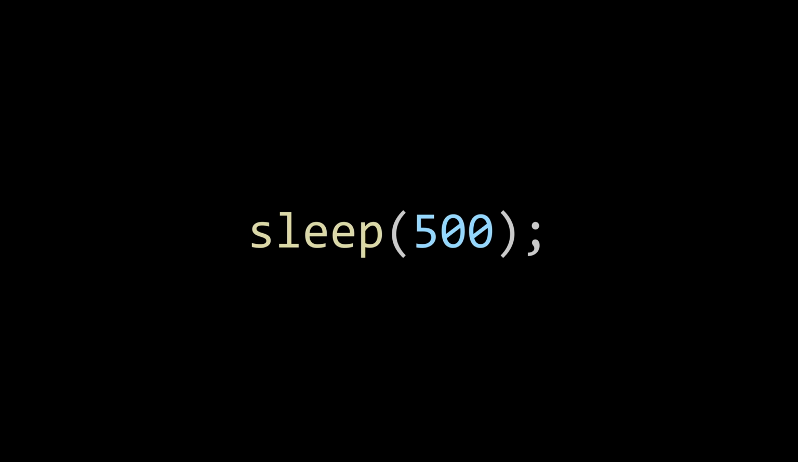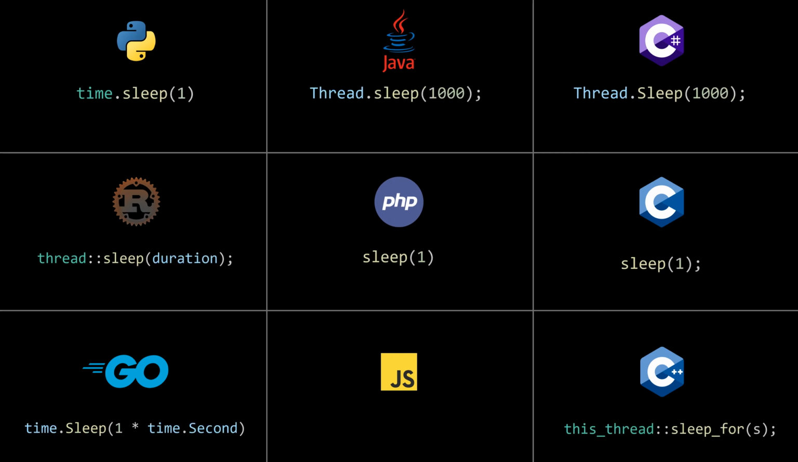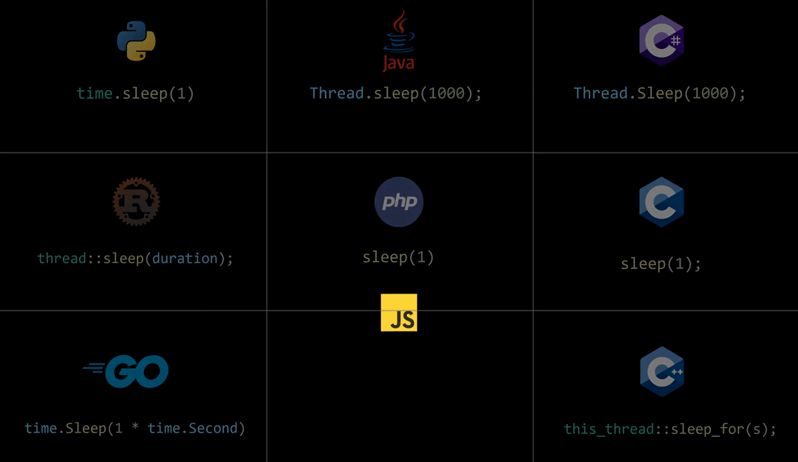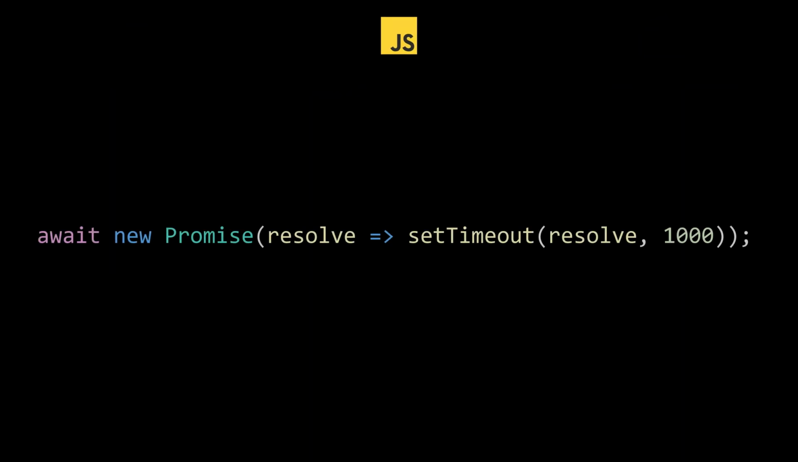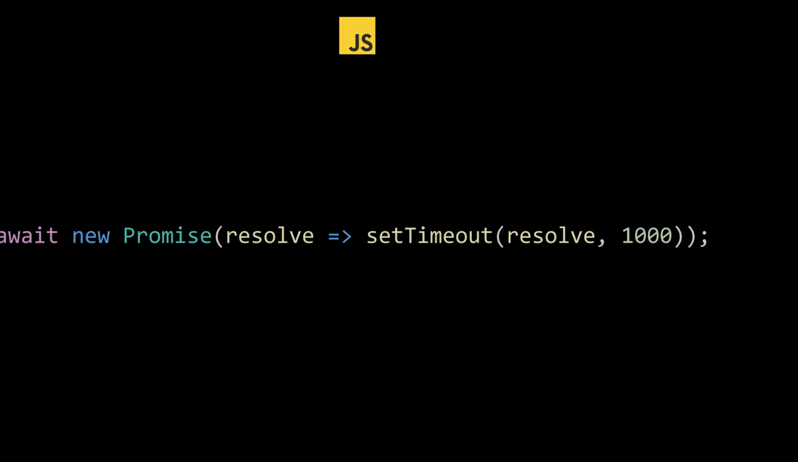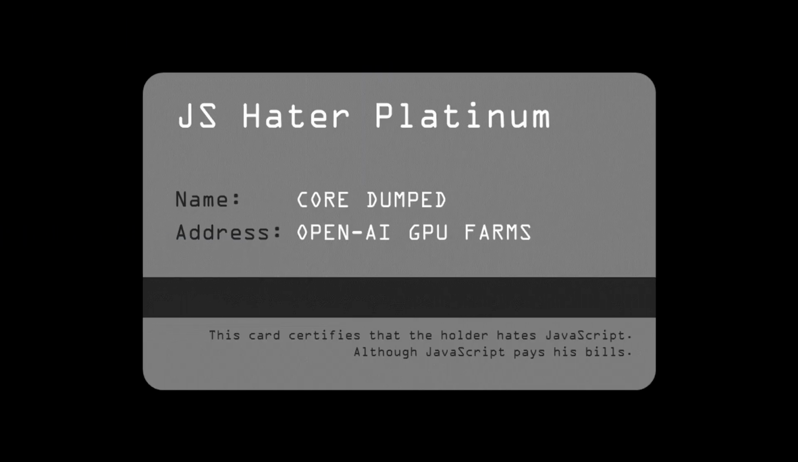Whenever we need a program to pause before running the next line of code, the sleep function is usually the go-to solution. It's available in pretty much every mainstream programming language, except JavaScript, where you have to jump through a few hoops. But hey, JavaScript is, well, JavaScript.